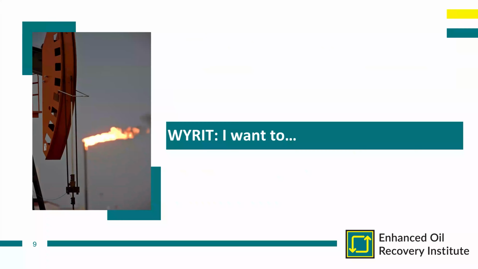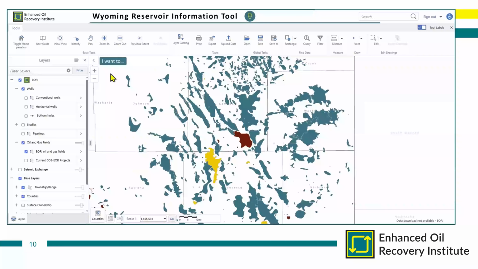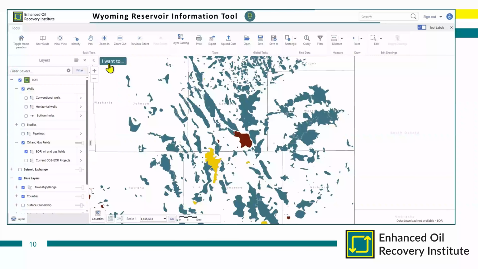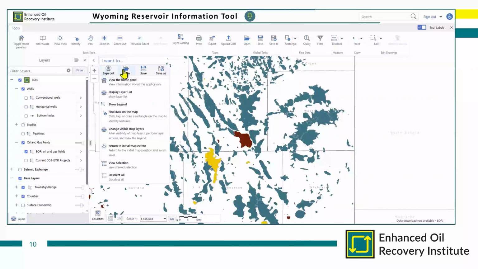All right, let's talk about the I want to button. This is a menu for common tasks. All right, there it is. It's the green I want to button.